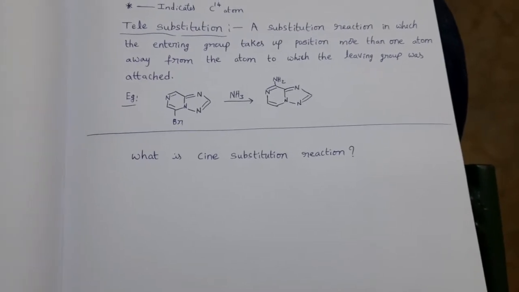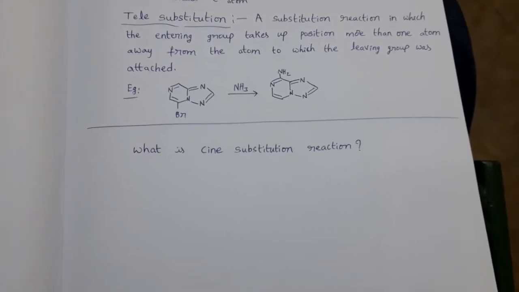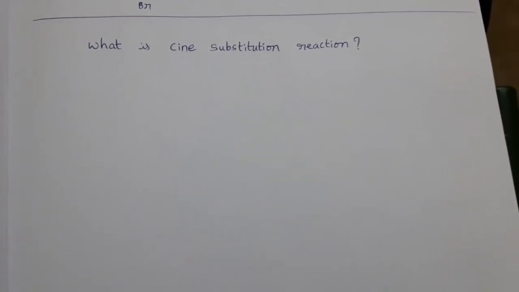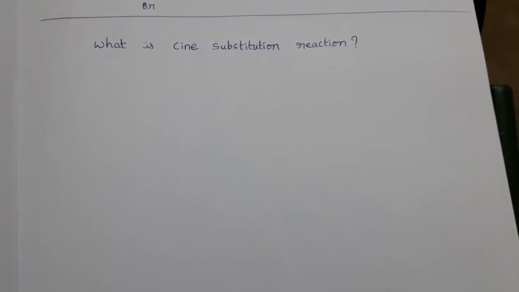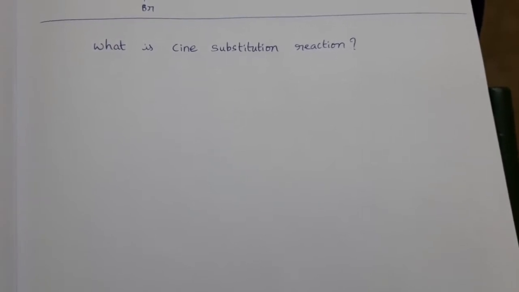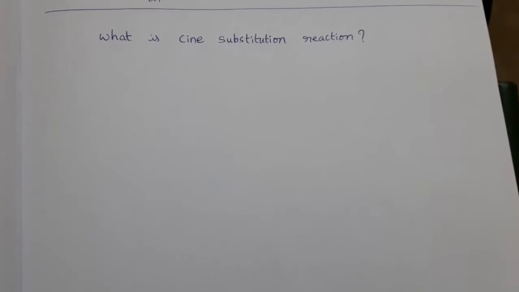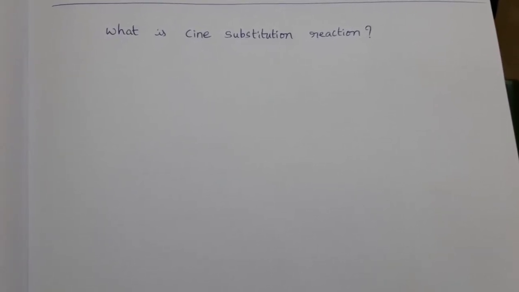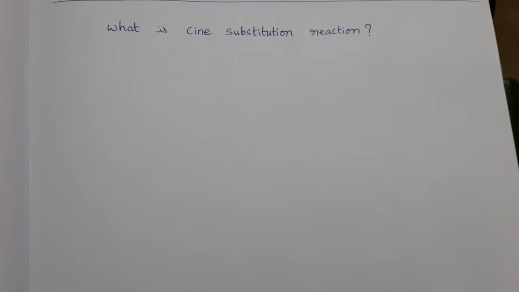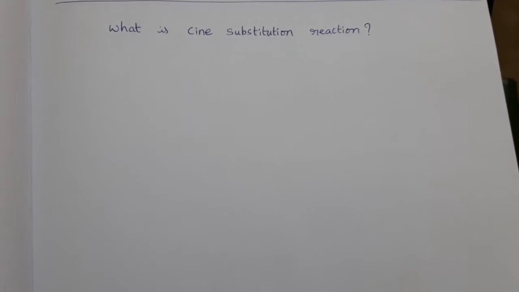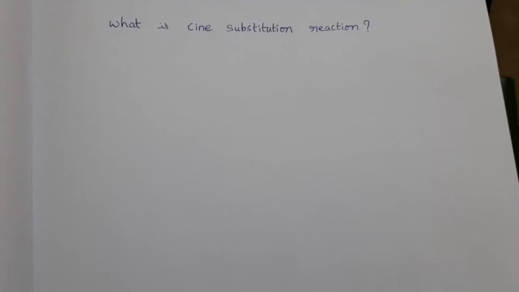Now see the important topic, cine substitution reaction. What is meant by cine substitution? This topic is important for the IIT Mains exam. Okay, see here. Generally, substitution reaction means a single atom or group of atoms is substituted by another atom or group of atoms. That is called substitution reaction. This reaction occurs by nucleophiles, that is called nucleophilic substitution, or by electrophiles, that is called electrophilic substitution reaction.